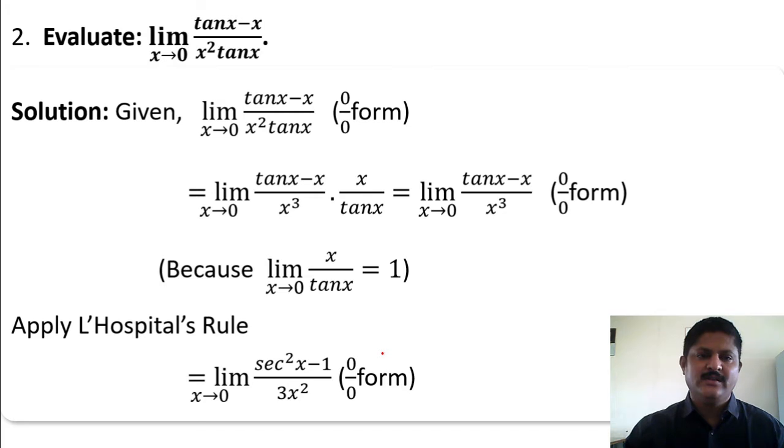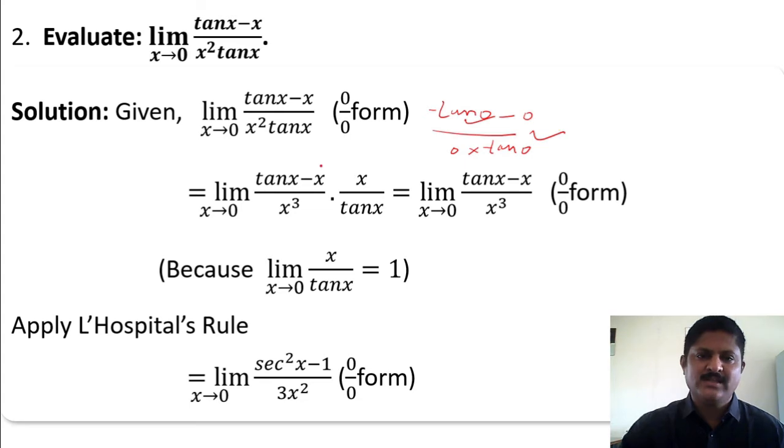Next, evaluate limit x tends to 0 of tan x minus x divided by x square tan x. Given limit of tan x minus x divided by x square tan x, here we apply x tends to 0, we get tan 0 minus 0 divided by 0 into tan 0. Tan 0 is 0, so 0 minus 0 divided by 0 into tan 0. This value becomes 0 by 0 form.